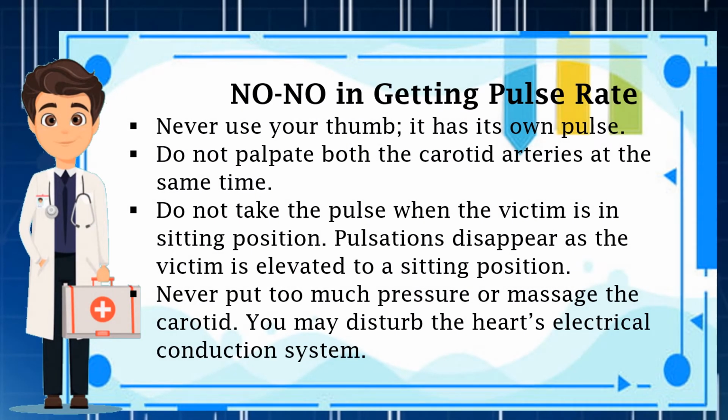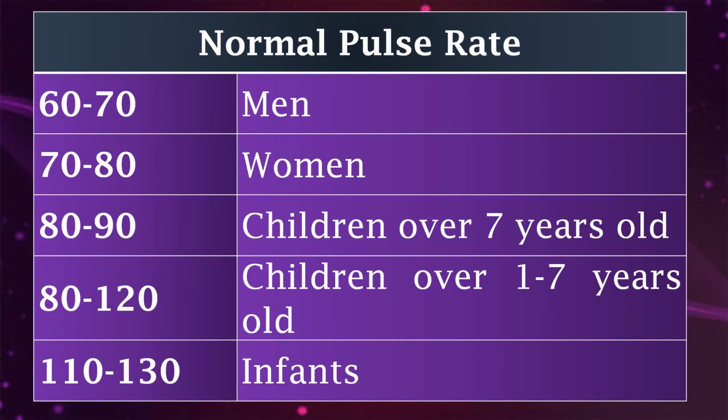Note in getting pulse rate: Never use your thumb. It has its own pulse. Do not palpate both the carotid arteries at the same time. Do not take the pulse when the victim is in sitting position. Pulsations disappear as the victim is elevated to a sitting position. Never put too much pressure or massage the carotid. You may disturb the heart's electrical conduction system. For your reference, this is the normal pulse rate.